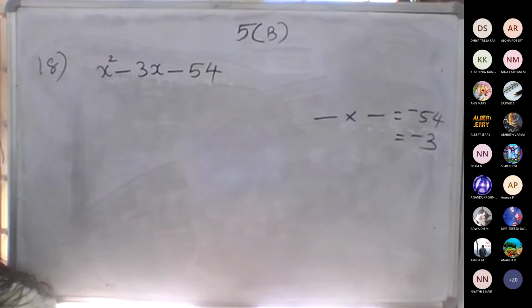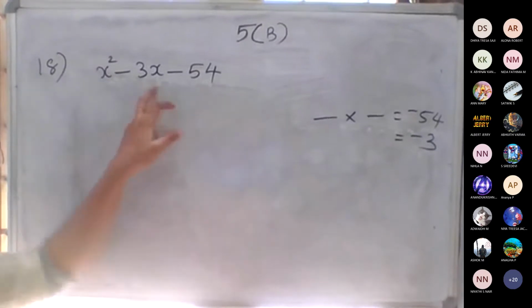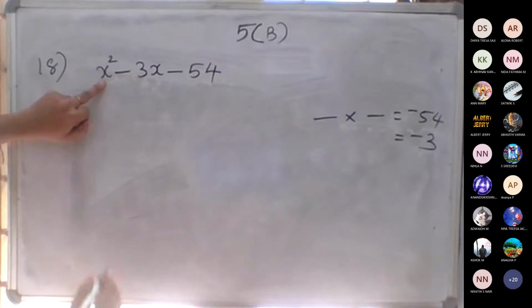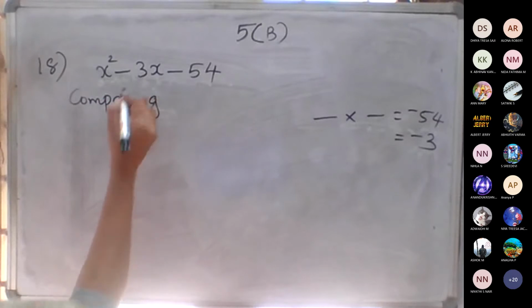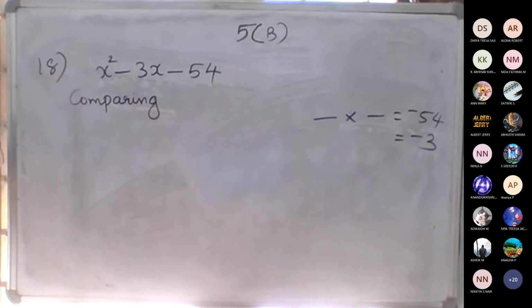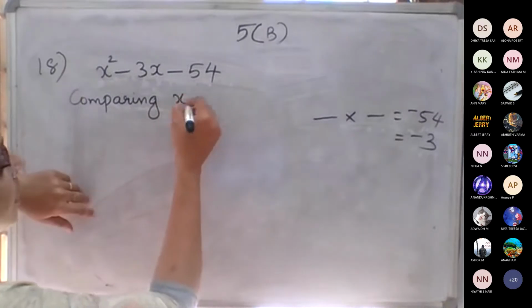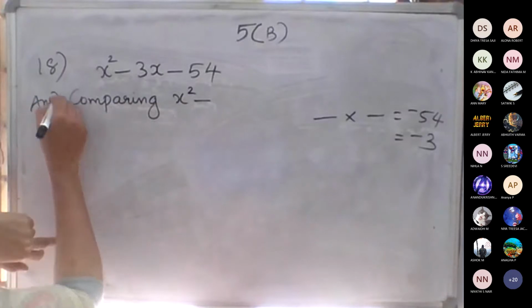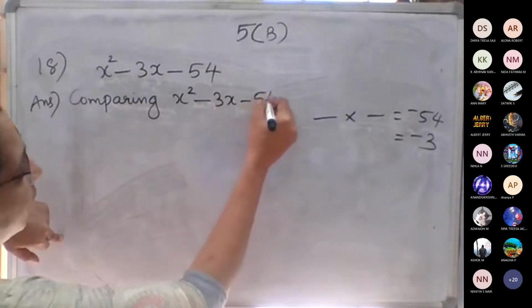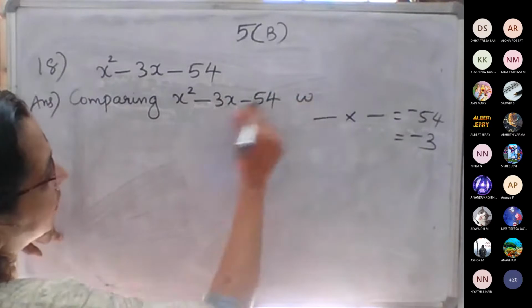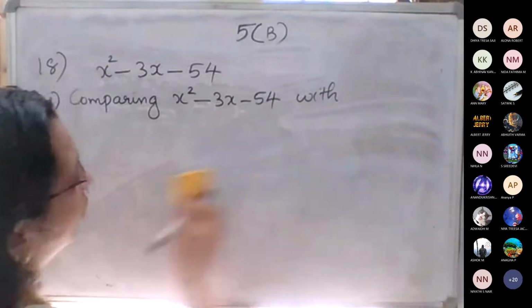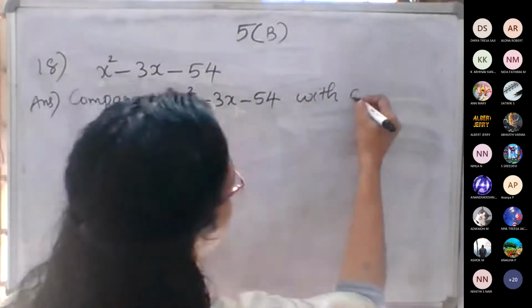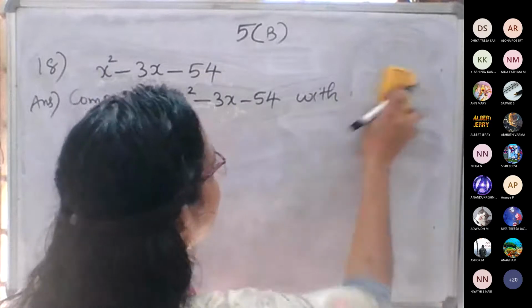So what do we have to do? First step, what do we have to do? This polynomial, we have to compare and write down. This is very important. Comparing x square minus 3x minus 54 with, in all the questions you have to do it this way, with ax square plus bx plus c. Write it below, that is better.